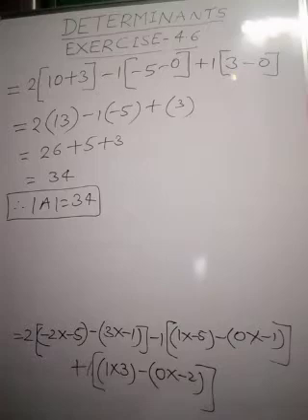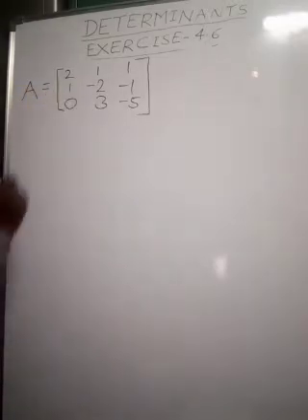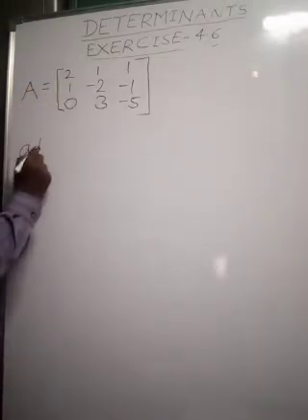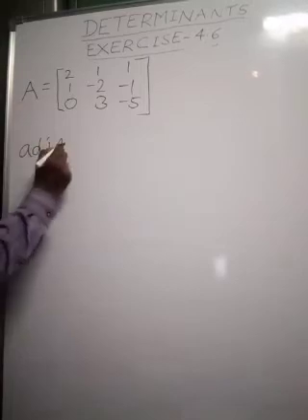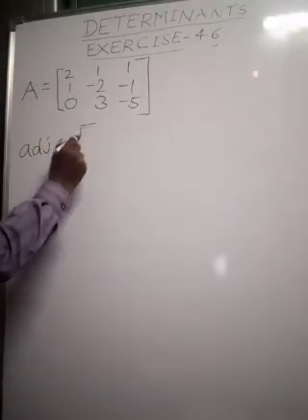Now we are going to find out the adjoint of the matrix A. Now we are going to find adjoint A. See here, this is the matrix A. Now let us take adjoint A. See here, there is a simple method.